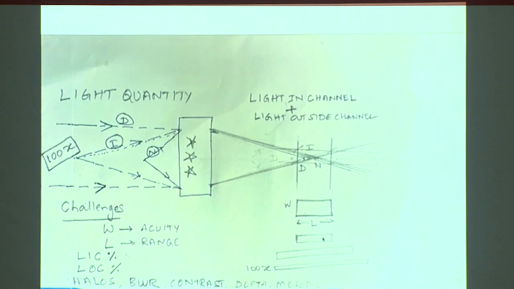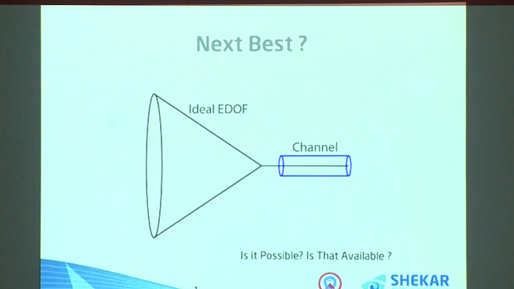But various lenses stop at various points. Now, the light outside this, why are we concerned with the light outside this? Why are we concerned with the width of this tunnel? If the light outside is more, it causes halos and blur, and also it reduces the contrast sensitivity. So each lens has a different kind of approach.